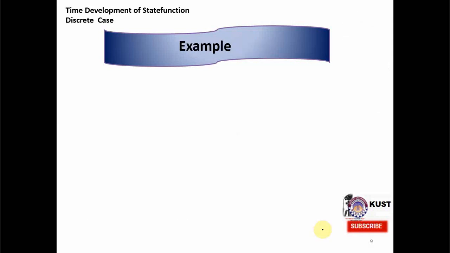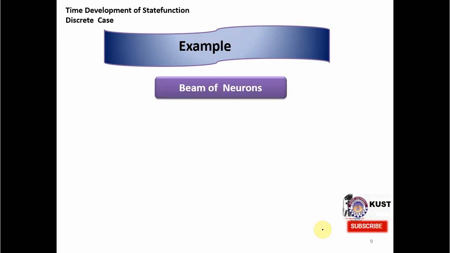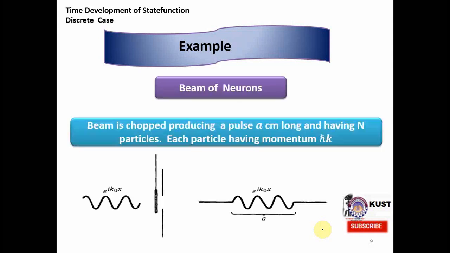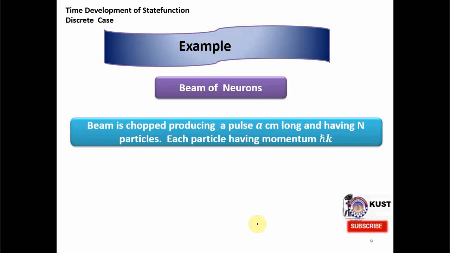Let's move towards an example. It's always interesting to see one example and how these things work. So consider a beam of neutrons, and this beam is chopped, producing a pulse a centimeter long and having N particles in there, each particle having momentum ħk. So what we are saying is to consider a beam which is chopped.